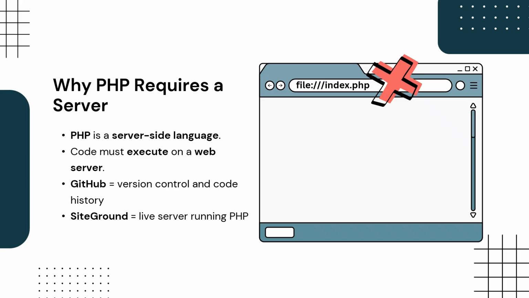And this is why we're transitioning from our GitHub Pages to SiteGround. Now, GitHub Pages is great for static websites, but it doesn't execute PHP. SiteGround is going to allow us to run server-side scripting. So going forward, we'll use GitHub for our version control and code history, but SiteGround is what we're actually going to use for our live server that's going to be running our PHP.